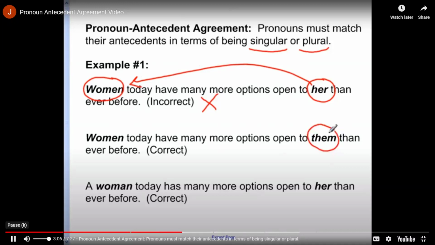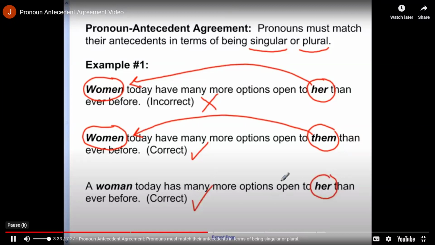Them is a pronoun that's plural. It's referring back to women, its antecedent, which is also plural. So this is correct. If we make both of these singular, the noun woman and the pronoun her, this is how the sentence would read: A woman today has many more options to her than ever before. Again, this is correct. Her, the pronoun, matches its antecedent, woman.